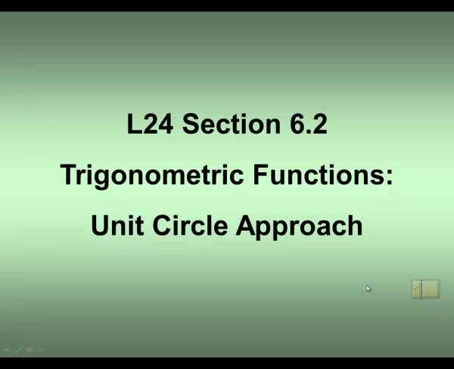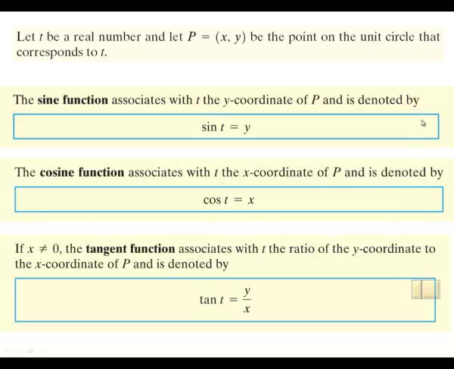Okay, this is MAT 175, lesson 24, section 6.2, trigonometric functions, the unit circle approach. To start with, let's take a look at some basic concepts about the unit circle. We have some value t, a real number, where we have a point (x, y) on the unit circle, and on this unit circle we have a radius of 1.